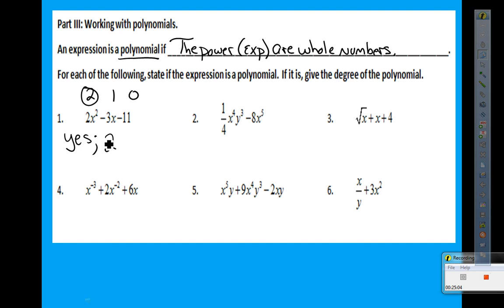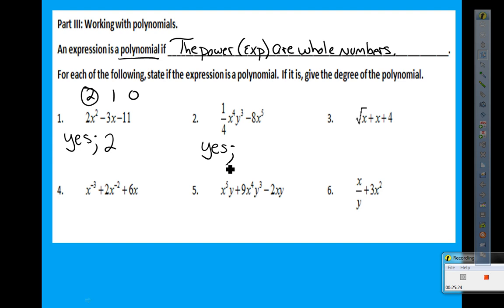Number 2, to decide if it's a polynomial, look at the powers. I don't care about this 1/4 out front. I see a 4 and a 3 and a 5. They're all positive whole numbers, so yes, this thing is a polynomial.